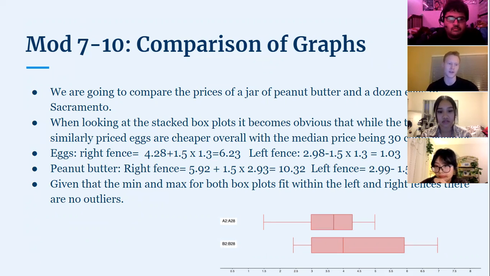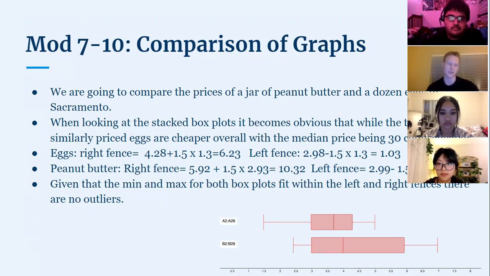The first step to finding out if there are outliers is to calculate the IQR. We find the IQR by subtracting Q1 from Q3. After we have our IQR, we should calculate our right and left fences. The formula for finding the right fence is Q3 plus 1.5 times the IQR, and the formula for the left fence is Q1 minus 1.5 times the IQR. Our fences will serve as boundaries for the data sets, and anything outside of the fences is considered an outlier.